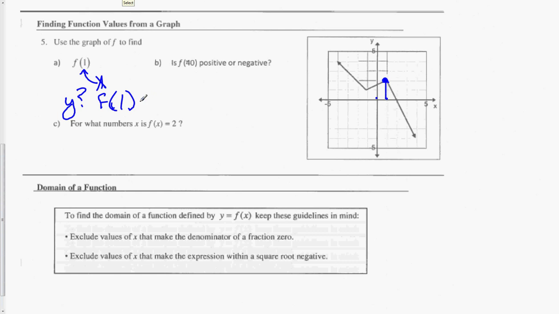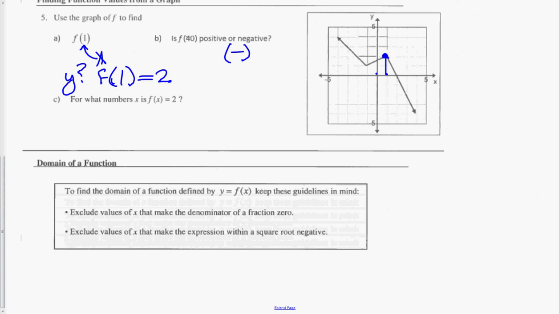F of 1 would be equal to 2. That's how you do it on a graph. On this one, is f of 40 positive or negative? Well, let's think about this. If I'm out here at 40, that's way out here. Whereas this graph looks like it's going with the arrow, if I'm way out here at 40, it looks like it's going to have to be negative because that graph is going down.